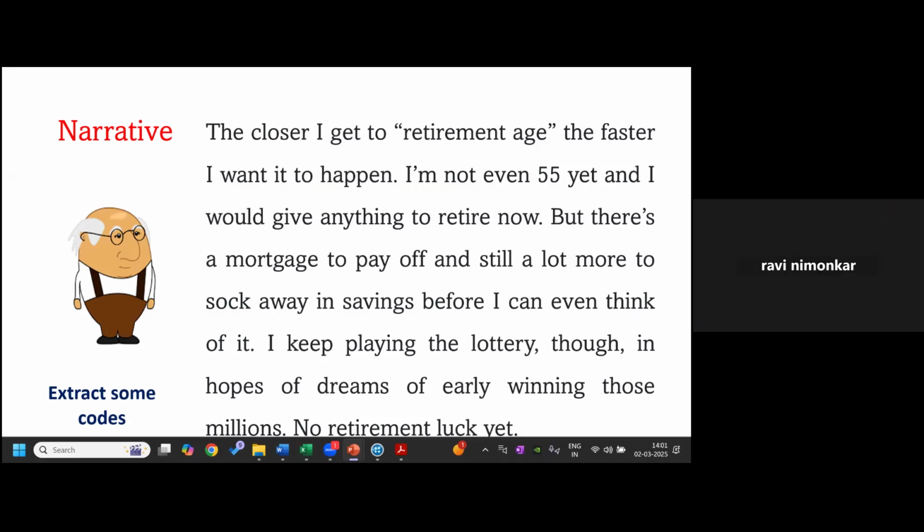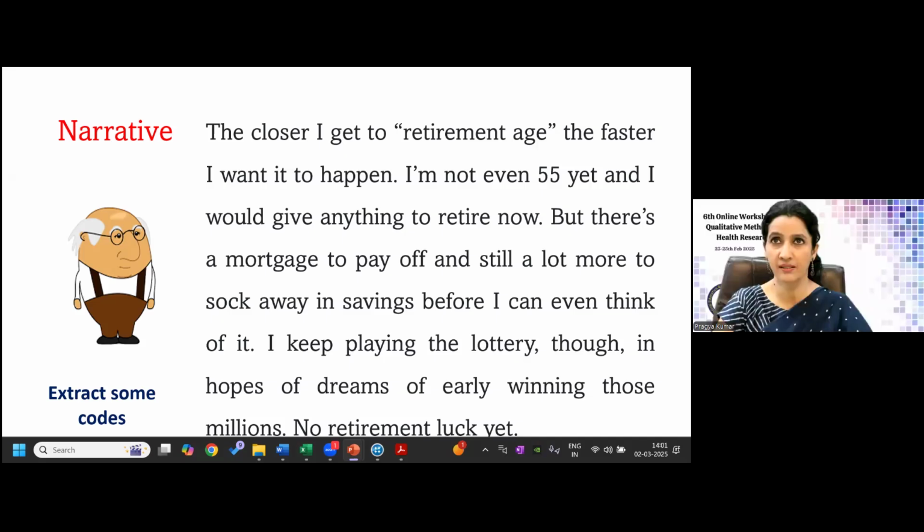Retirement blues, anxiety of payment. Yes, agree. Yes, can someone else do that? I mean, you can type in the chat box. Okay, Dr. Ajay is writing savings, longing to retire, remittance of debt, but not ready yet. Okay, good one. Mortgage and financial burden. Okay, thank you.